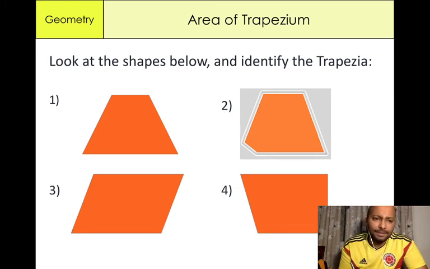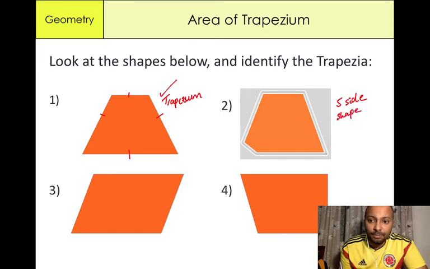Shape number one has four sides: one, two, three, four. And it has parallel lines, so this side is parallel to this side. So shape one is a trapezium. Now let's look at shape number two. One, two, three, four, five. It has five sides, so it can't be a trapezium. Remember, a trapezium is part of the quadrilateral family and needs to have four sides.